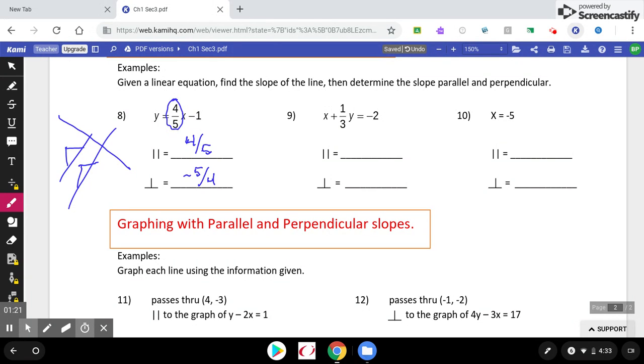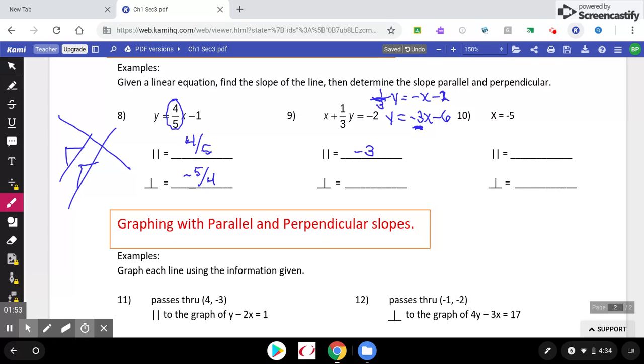Okay, number 9 does not have y by itself. So how do we do that? Well, I got to move the x to the other side. And if I move him, he would be negative. Again, don't let the fraction scare you. It's just a divide by 3. So I will times by 3, times by 3, and times by 3 to get rid of them. So I would think now it's pretty obvious the slope right here is negative 3.